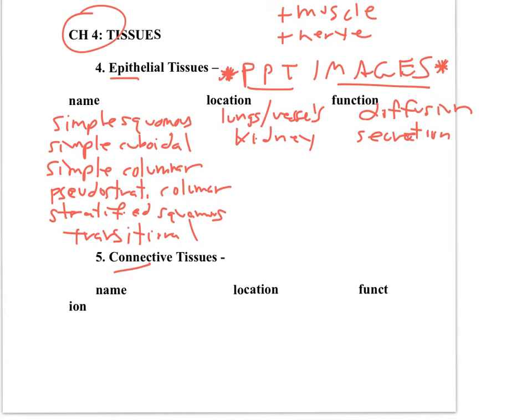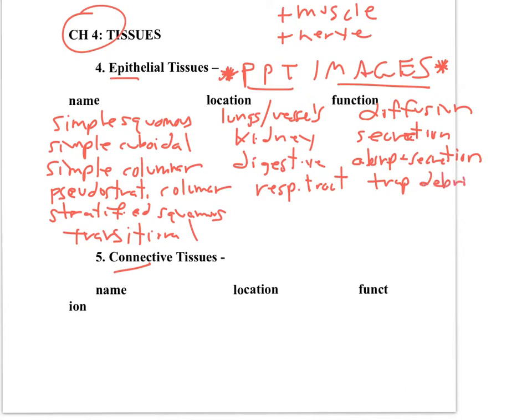Simple columnar cells are in your digestive tract. Similarly, the function again was absorption and secretion, such as of stomach acid in your stomach. Pseudostratified columnar is found in the respiratory tract, where the cilia trap dust. It prevents it from getting in your lungs. There's also the secretion of mucus here, which further traps foreign substances.